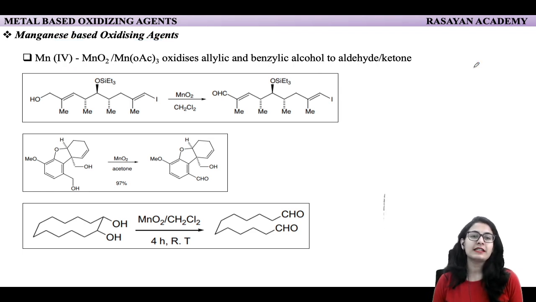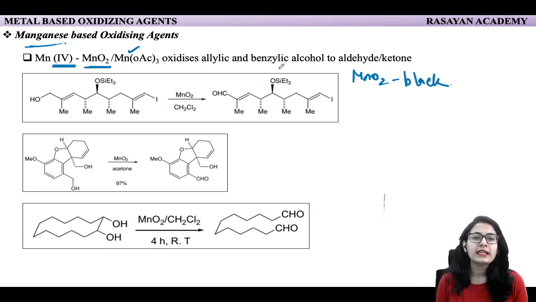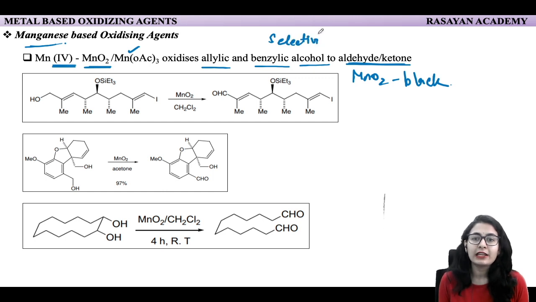So guys, see what is so important about manganese. When we are talking about manganese plus 4, that is MnO2. First we will talk about manganese dioxide and then about the triacetate. This one we'll talk about later on. So this manganese dioxide is a black color solid and it is mostly insoluble in the organic solvents. It oxidizes allylic and benzylic alcohol to aldehyde and ketone. So this is the chemoselectivity part. This is the selectivity part which we are valuing this reagent a lot because we want selectivity.